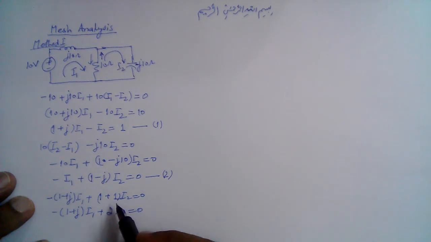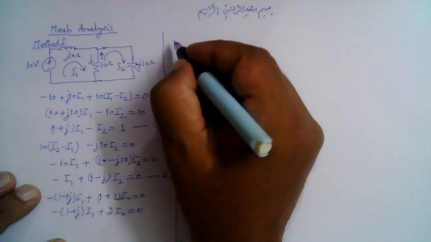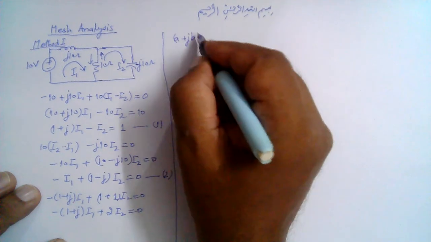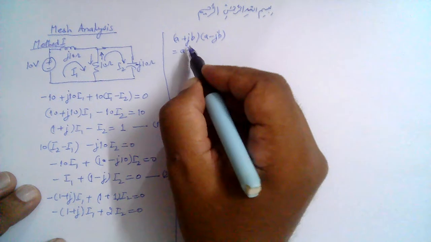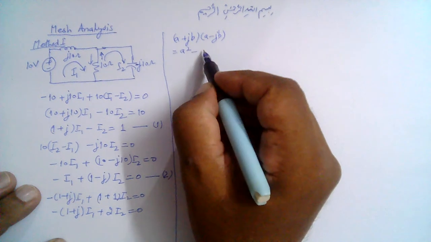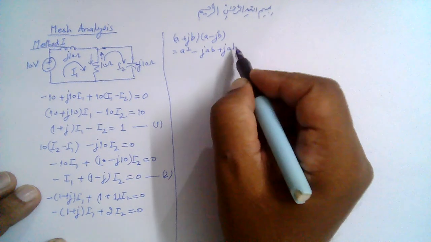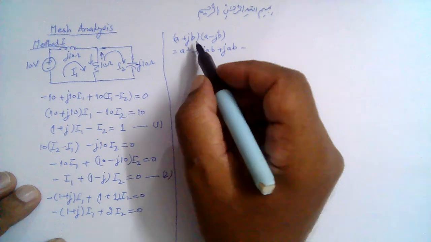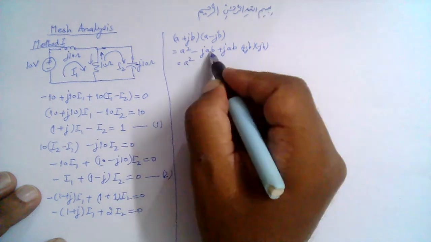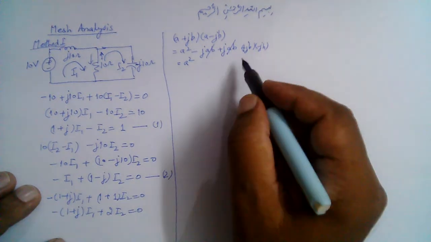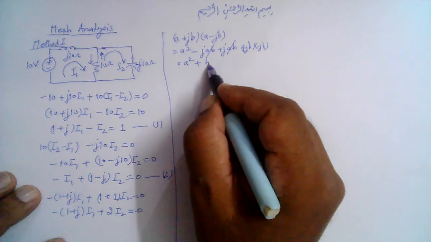What I've used here to illustrate this, just see, if we have a plus jb into a minus jb, this comes out to be a square plus minus jab, right? And then plus jab, and then plus jb into minus jb. That is a square. This cancels out, right? And this is j square. J square is minus, and this minus sign is also present. So that is plus b square, right?